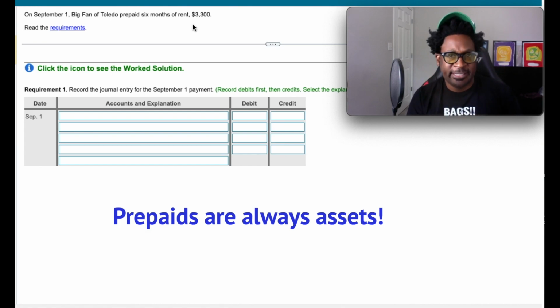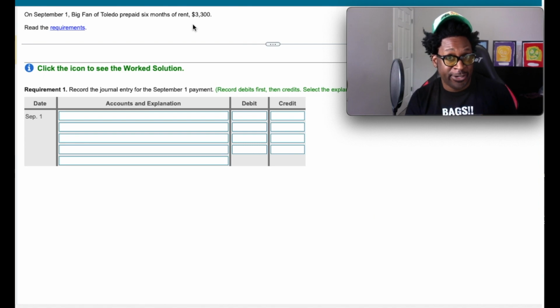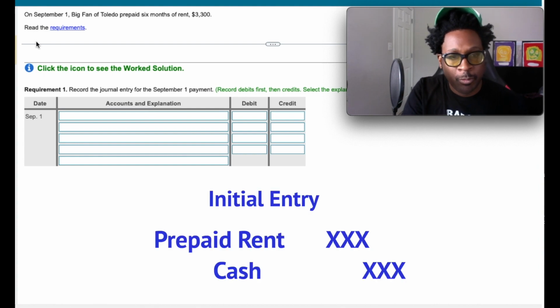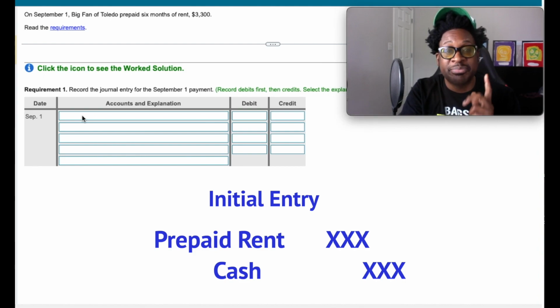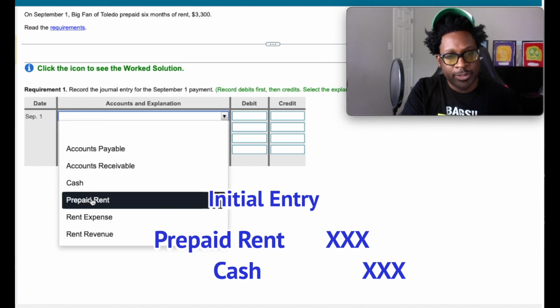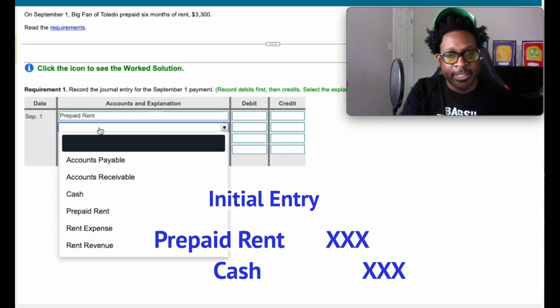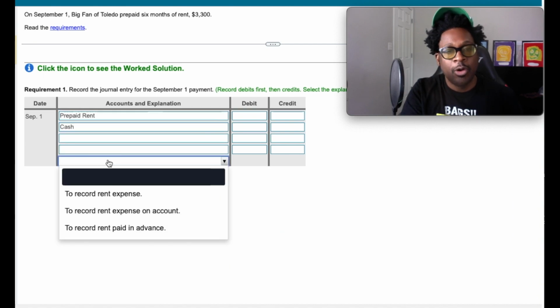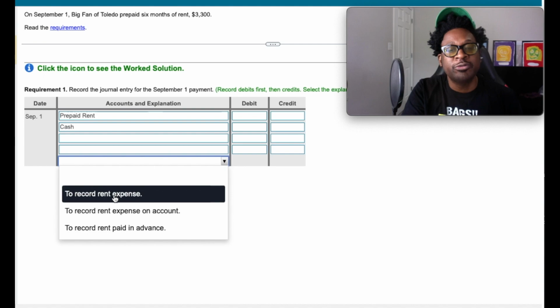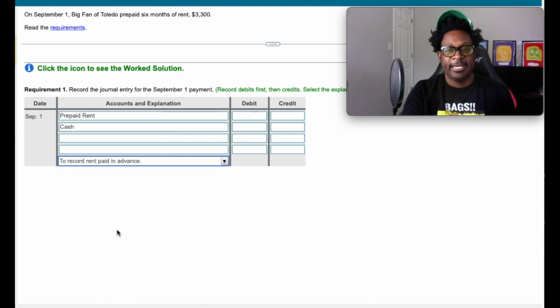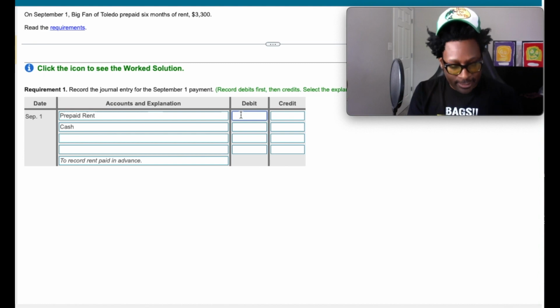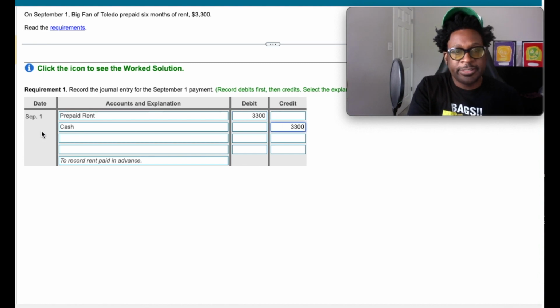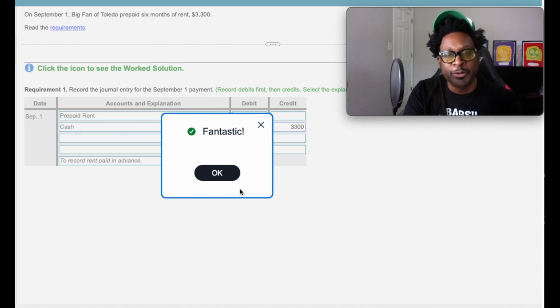And so, by definition, because we're paying for it in advance, our cash has to go down. And we know the all-clear system, so basically we're going to credit cash. But what are we going to debit? The asset prepaid. So we're going to debit prepaid rent on September 1st and credit cash. Now, what will be our explanation for this? Easy, gang. To record the rent paid in advance. Okay? And so it'll be for the total of $3,300. So we're going to check our answer, and it's beautifully correct.